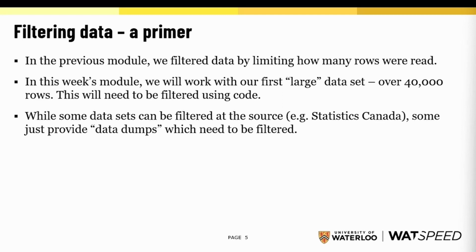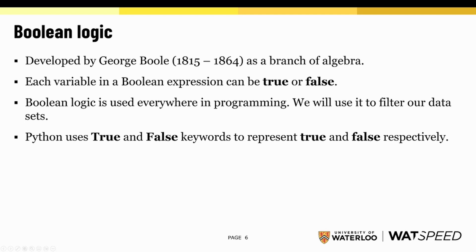Some data sets that you use, for example, from Statistics Canada, you may be able to scope or filter that data at the source and only export the data that you want. Some data sources will provide you what are known as data dumps. These are large collections of data that we are expected to filter on our own. So to filter this, we're going to need to learn how to write filter conditions. And how we write filter conditions is by taking advantage of something called Boolean logic.